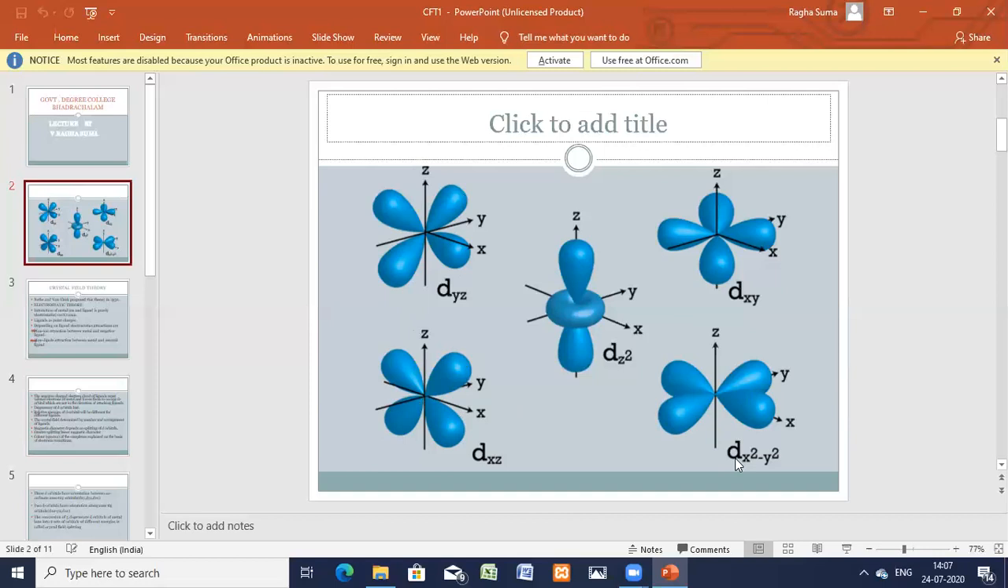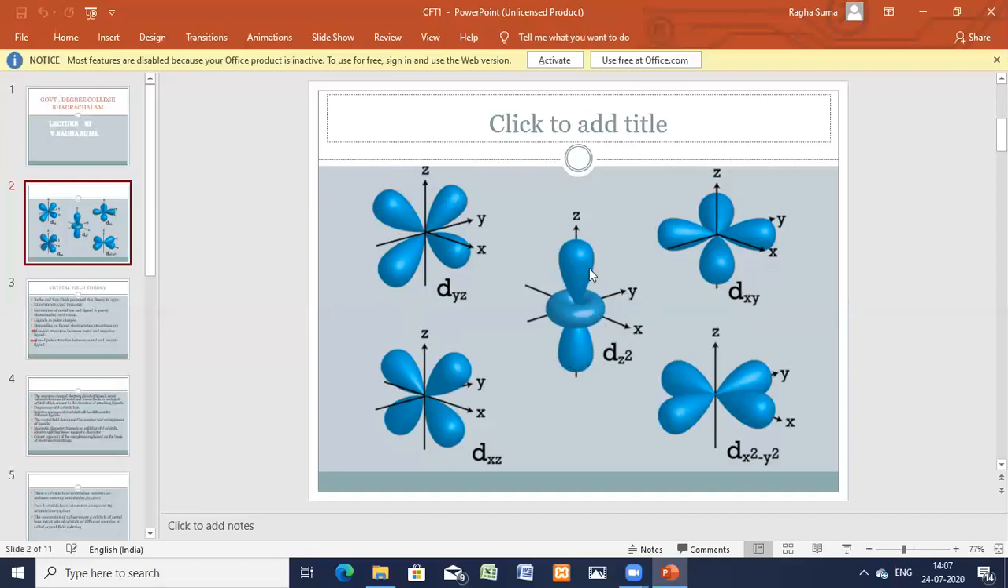So this is dx²-y². The dxy, dyz and dxz are completely different. These four have a double-shaped, four-lobed electron cloud. These four are one type, and this is a different one, dz². So this is the z-axis, and then y and x.